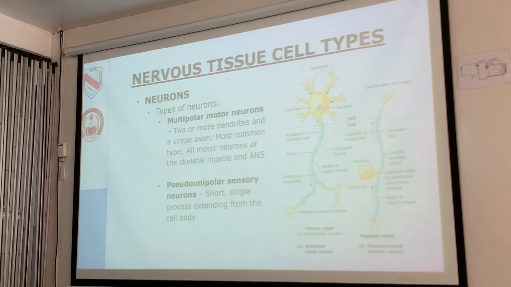The types of neuron would be multipolar and pseudo-unipolar. Multipolar, self-explanatory, two or more dendrites. The unipolar, of course, you have a short single dendrite. This is your cell body. Okay.